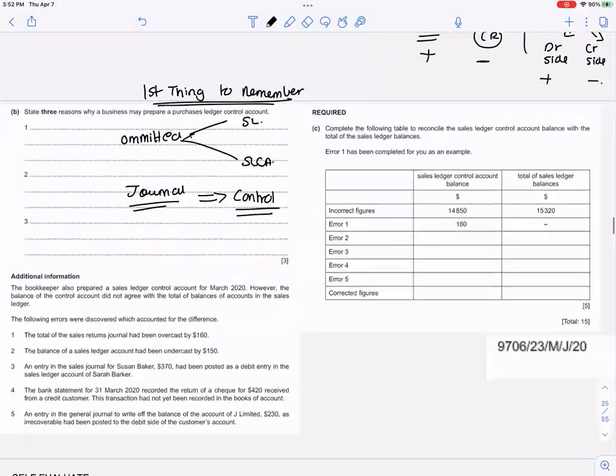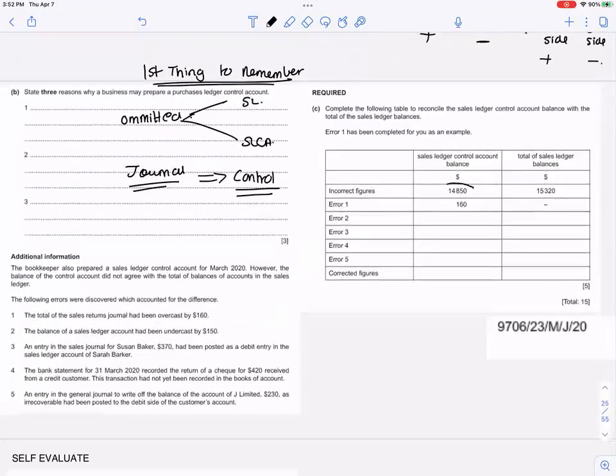Now the balance as per SLCA is 14,850. The balance as per sales ledger, the trade receivable account, is 15,320. That means the balances are different. So I have to prepare a reconciliation and bring them to the same balance.